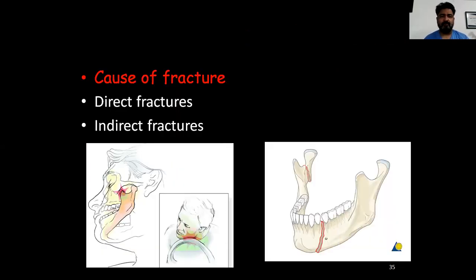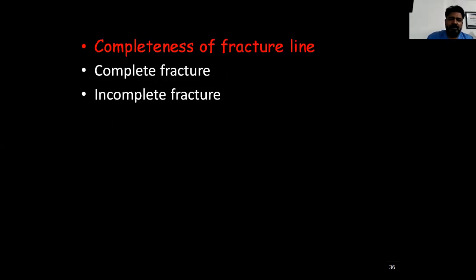Then causes of fracture: direct fractures and indirect fractures. Direct fracture means the injury is direct and the fracture is there only. Indirect fracture means the injury is here, but due to the connection of the mandible, the fracture occurs on the opposite side. As you can see in the figure, the impact is on the parasymphysis region, but the fracture is of the angle and condyle. Okay. So completeness of fracture line: complete fracture and incomplete fracture.